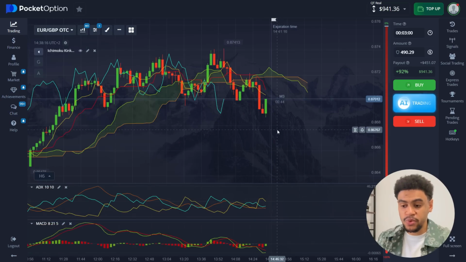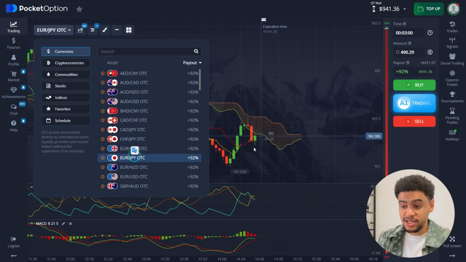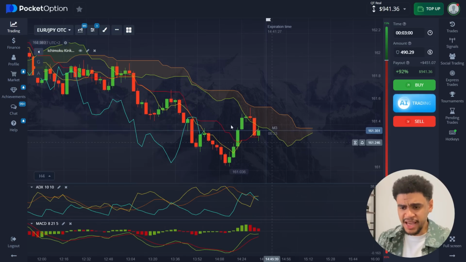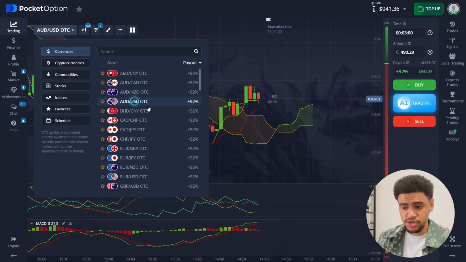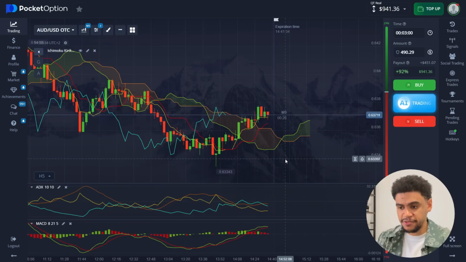Now here with the indicator, I see a clear sideways market, so I don't want to trade sideways with this strategy, and let's try to find something more trendy and something more stable. Ideally, I want to find a buy position because I just showed you how it works on a sell position, but we'll see if we can find anything.